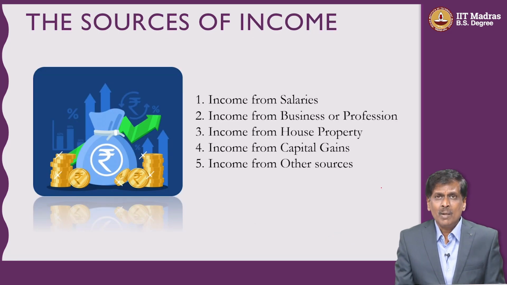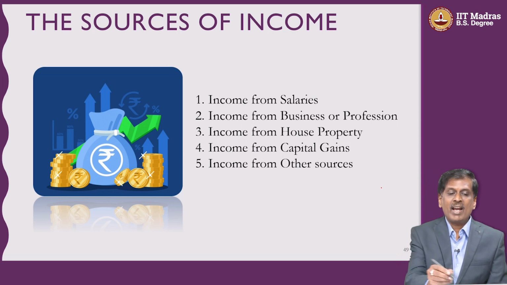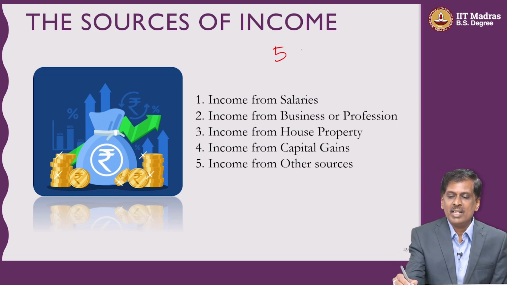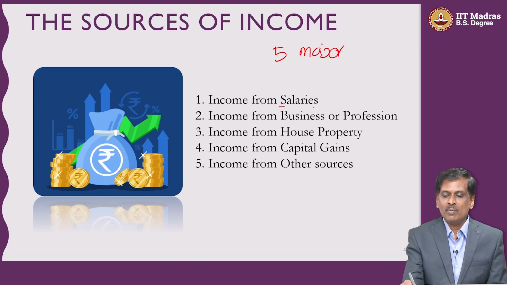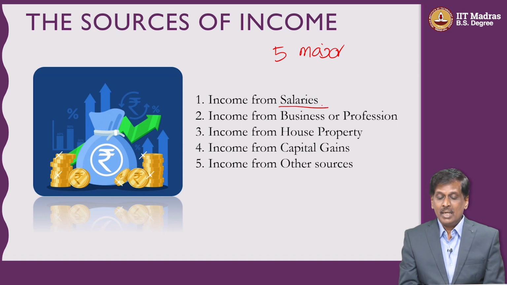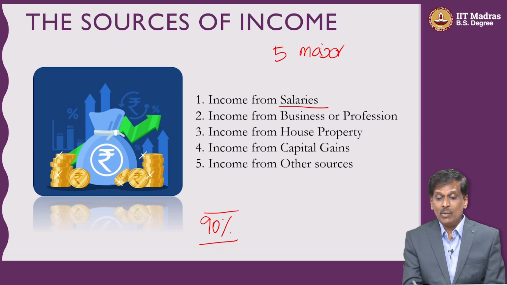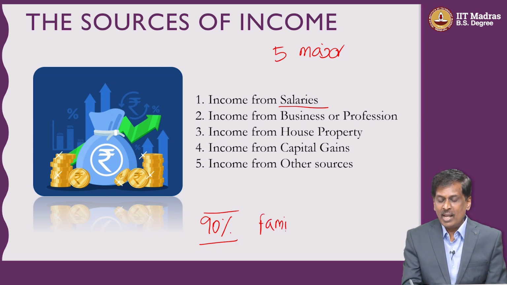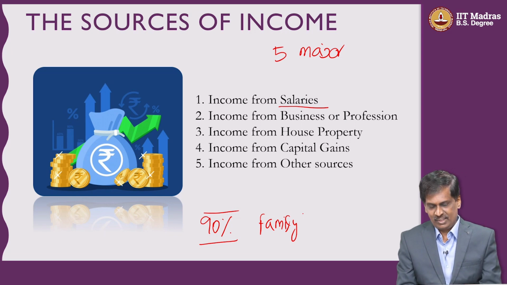Now, when it comes to India, if you look at the Income Tax Act and the income tax form, there are 5 major headings, 5 major sources. The first major source is income from salaries. Please understand, 90% of our Indian companies are family-owned companies. When I say family-owned companies, I am talking about the Tata Group, the Aditya Birla Group, the Sundaram Group, the Murugappa Group and all that.